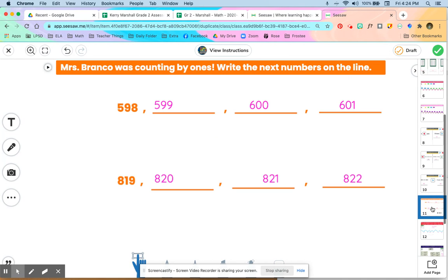On the next page, it was simple counting by ones. If a student made a mistake on this, most of the mistakes I was seeing were that they accidentally missed a number or they did the number twice or something like that.